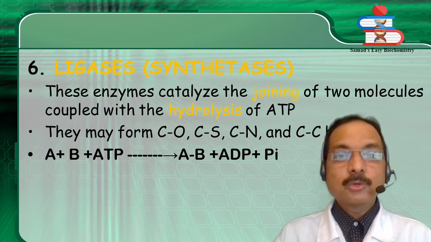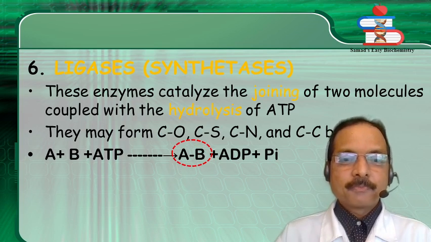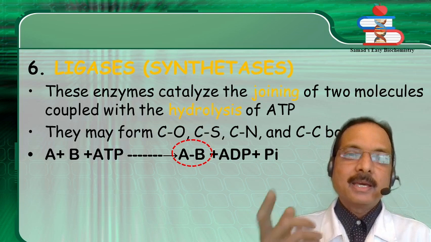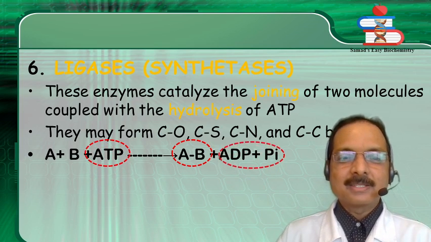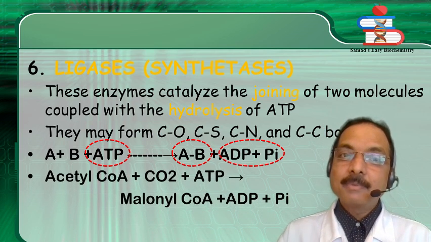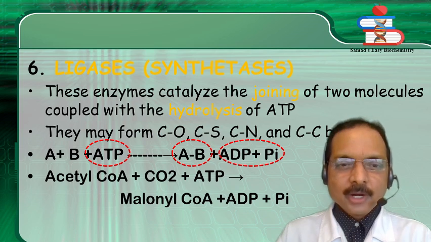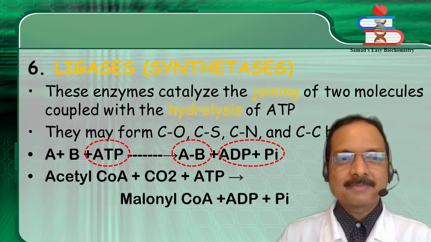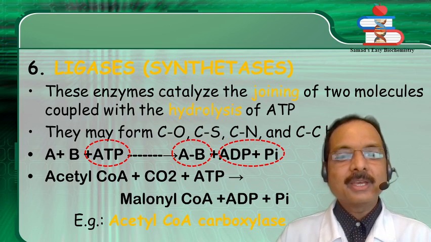Yes, there are two molecules A and B. These are coupled to form AB molecule, a synthetic reaction catalyzed by enzyme, and that requires energy from ATP. So as you can see, ATP is hydrolyzed and supplies energy. Example, acetyl-CoA plus carbon dioxide are joined to form a new molecule, malonyl-CoA, and ATP is hydrolyzed. Name of enzyme, acetyl-CoA carboxylase.